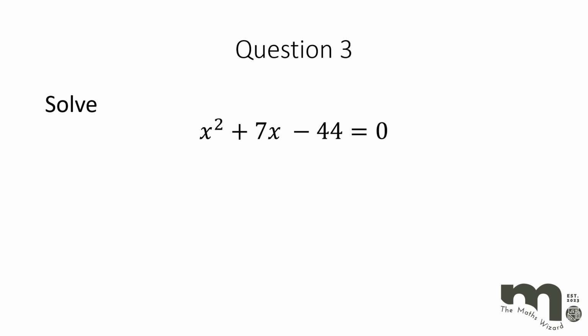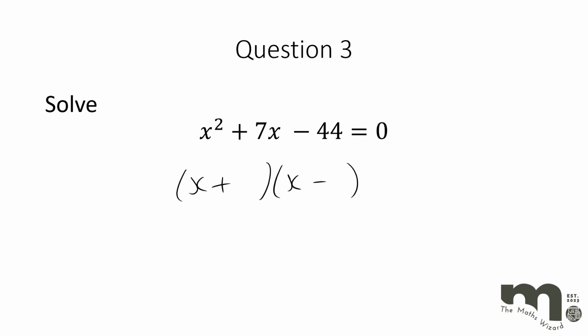Okay, final one then. Now you'll notice this time there's a negative on the end but an addition in the middle. So if there's a negative on the end, straight away that tells you that one of the brackets will be an addition, one of the brackets will be a subtraction. So we need to try and find some numbers here that make minus 44, essentially.